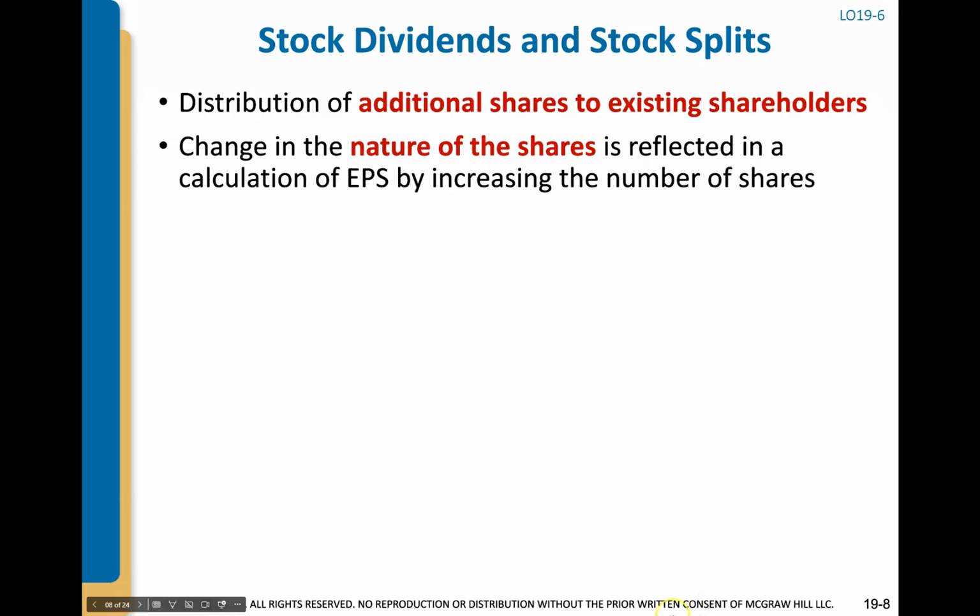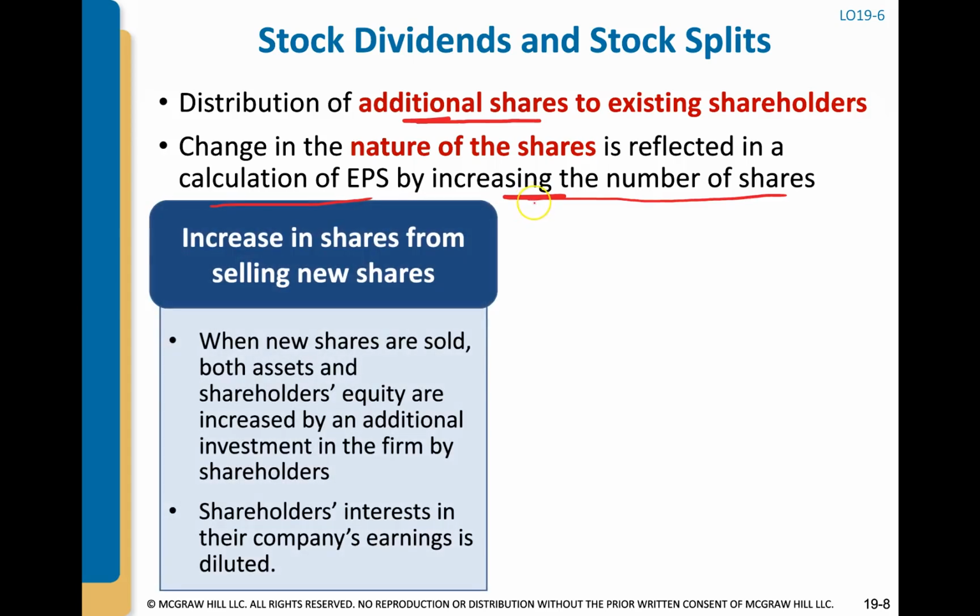Now, what happens when a company issues stock dividends or stock splits? When stock dividends or stock splits happen, it means additional shares are being distributed to the existing shareholders. The change in the nature of the shares is reflected in the calculation of EPS by increasing the number of shares. If we're distributing additional shares, then our EPS is going to change, because our denominator includes the number of common shares outstanding. So it's going to increase.